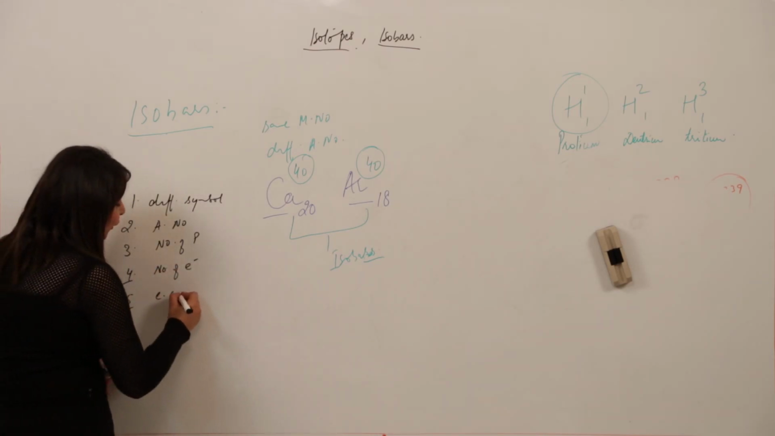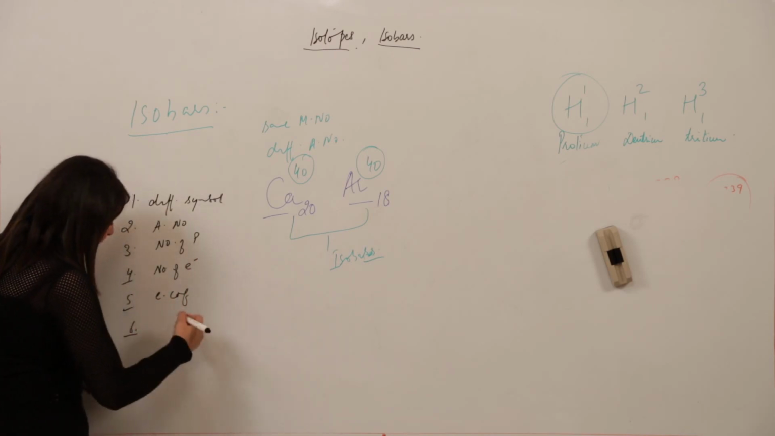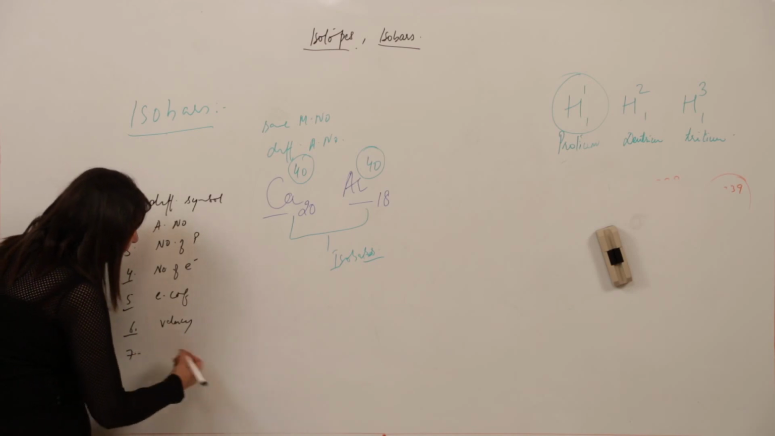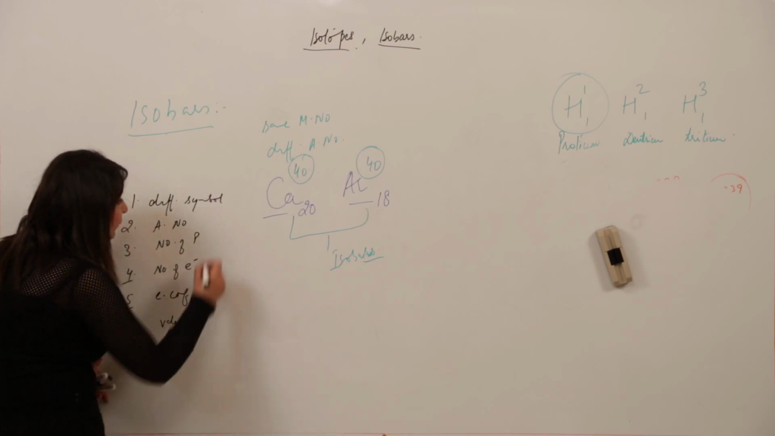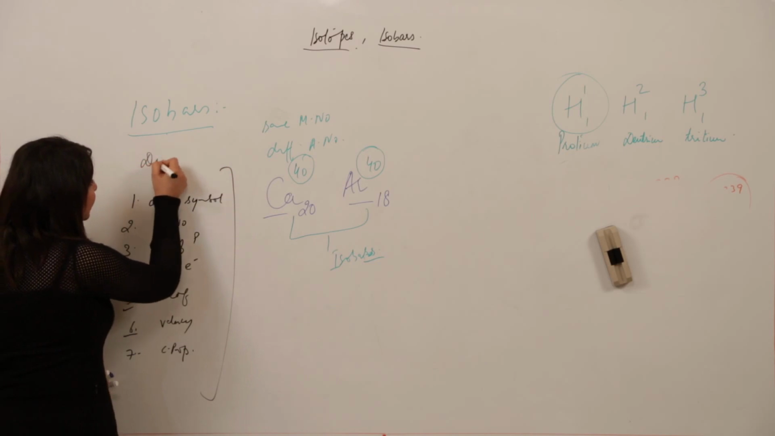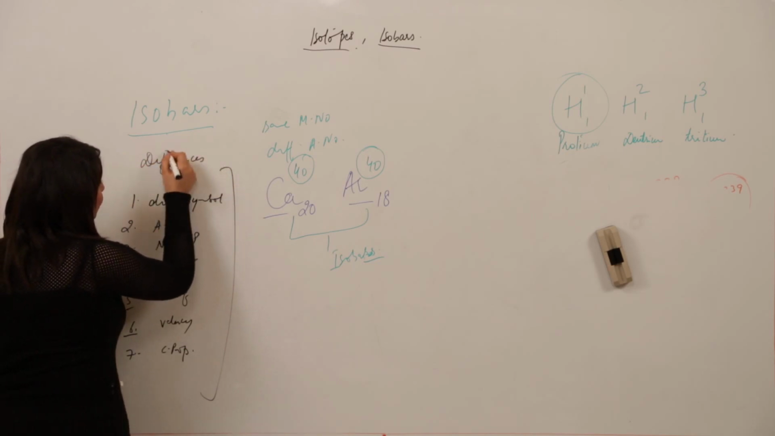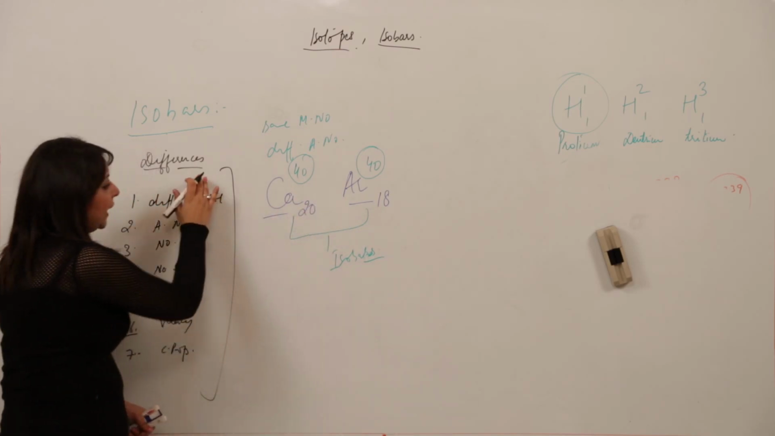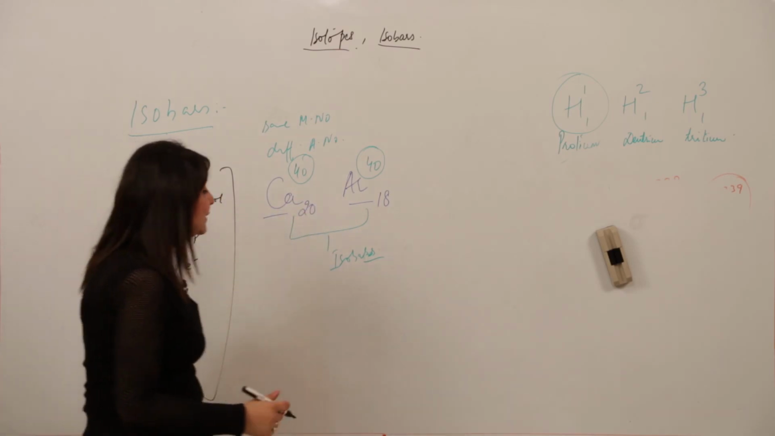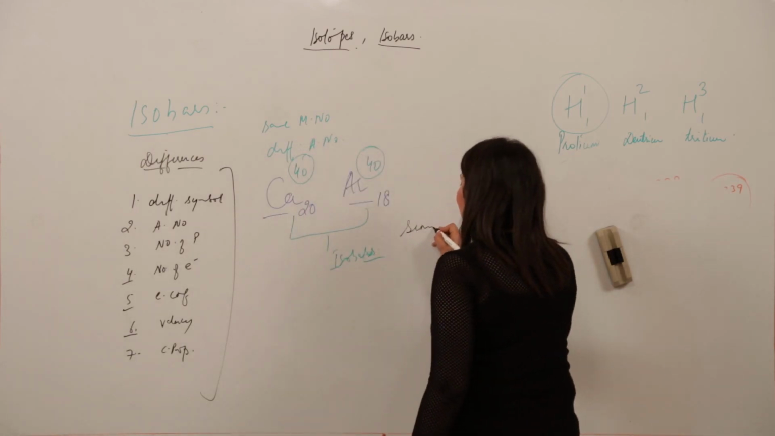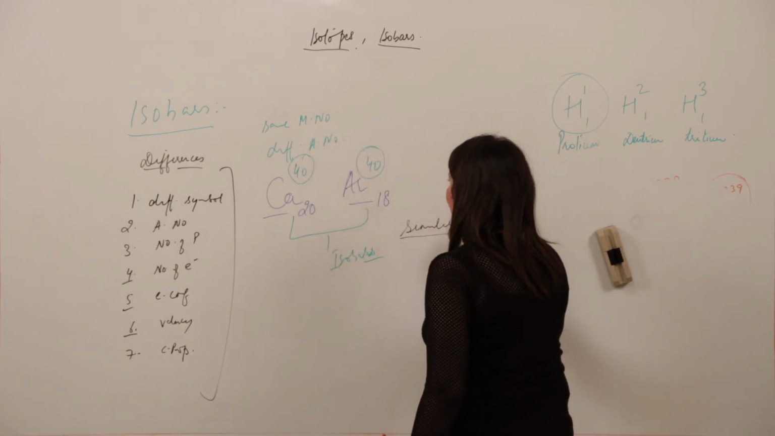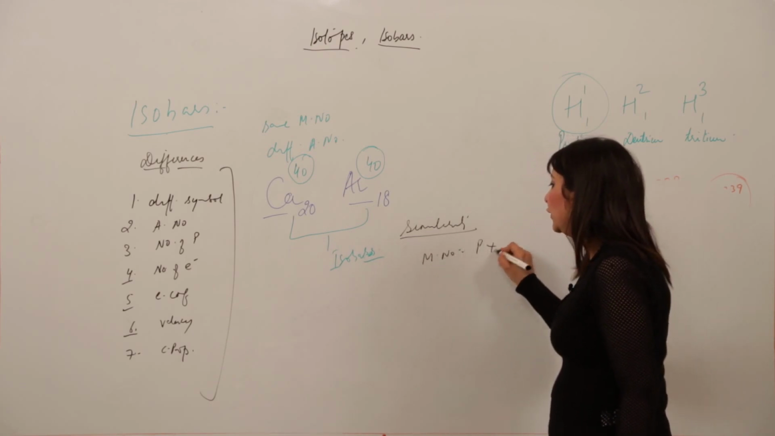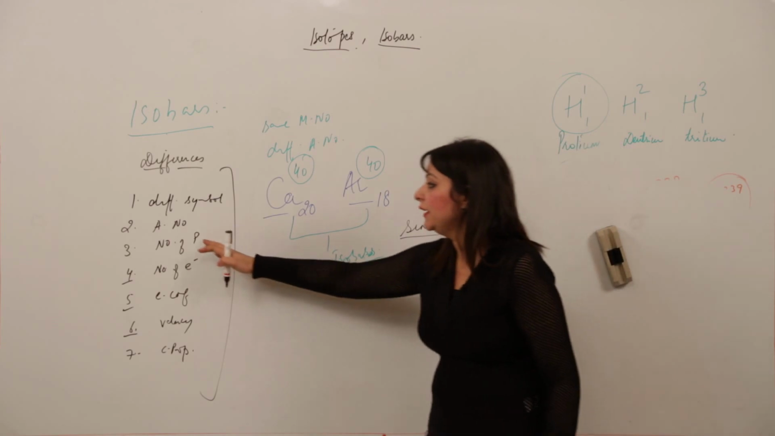So the electronic configuration is different, and likewise the valency is different, and if the valency is different, that means chemical properties are going to be different. These are the differences when we compare them. But now what is the similarity? The similarity lies in the same mass number, and we know mass number is formed of protons and neutrons. Protons are actually different in them.